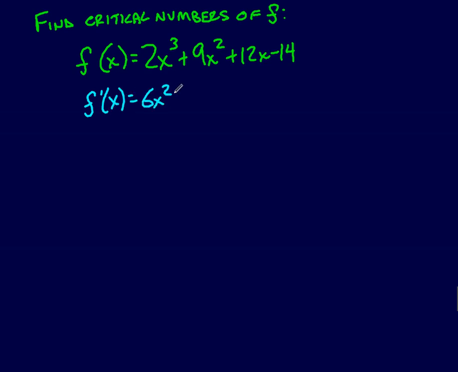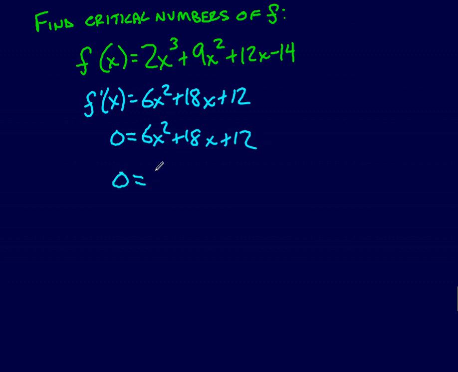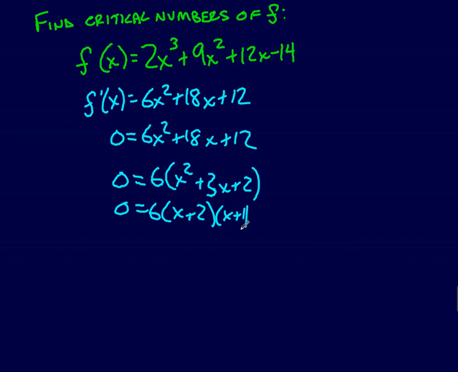So we have 6x squared plus 18x plus 12. Next step is we want to set this derivative equal to 0 because we want the derivative of a horizontal tangent. So 6x squared plus 18x plus 12. We want to factor this. We can pull out a 6, so we're left with x squared plus 3x plus 2. That means that 0 equals 6 times, if I factor the 2 to add to 3, x plus 2 and x plus 1. So that means that my answer will be x equals -2 and x equals -1. Those are the critical numbers for x.